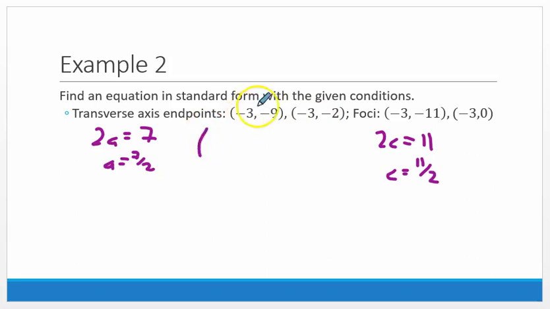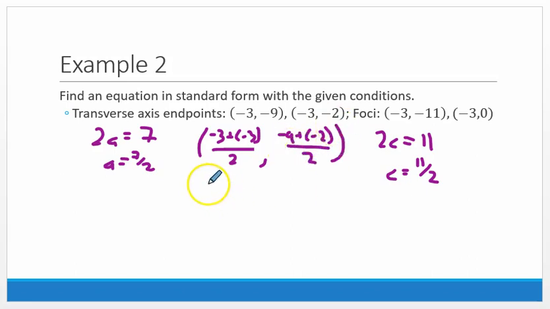If we take the midpoint of the x-coordinates here, we have -3 plus another -3 divided by 2. That's going to be our x-coordinate. And for the y-coordinate, if we average the y-coordinates, we'll have -9 plus -2, and we're going to cut that in half as well. That will be our center, which in this case is -6/2, so -3. And -9 plus another -2 is -11, so -11/2. That doesn't simplify. So since that was our center, what we've just found is our coordinate h and k.